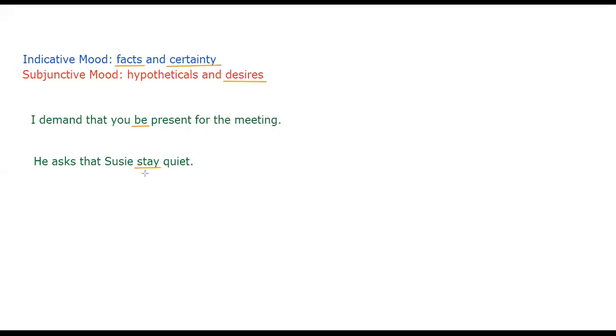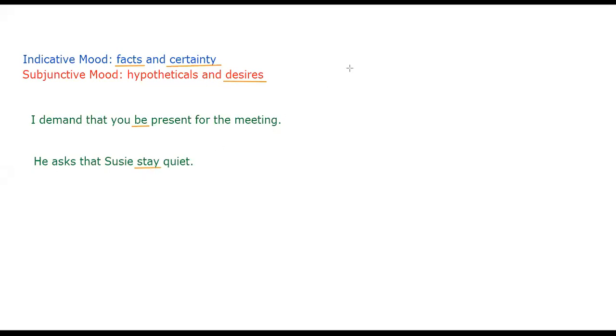So why is it stay and not stays? Because normally you would put the S there for the third person singular, right? Susie would be the third person and she's just one person, so we would need stays. But this is the subjunctive, and in the subjunctive, we just use the base form of the verb. And we use the subjunctive here because, again, somebody wants Susie to stay quiet. She isn't actually staying quiet, but we want her to stay quiet. So we use the subjunctive.